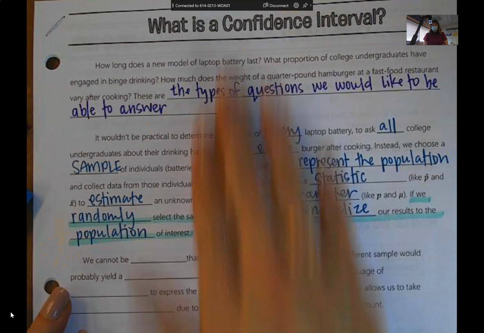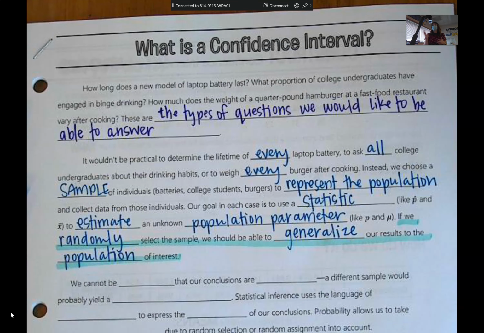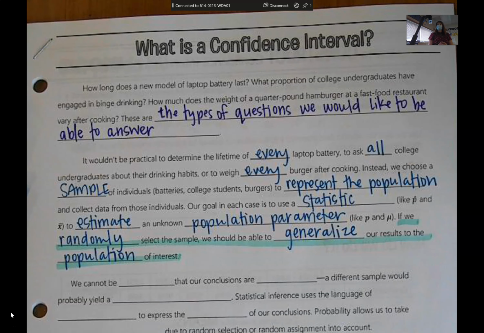So this is basically going through what we spent the entire last unit on. We want to know things about a population. We take a sample because it's not practical to look at the entire population, and then we use our sample as an estimate for that population.